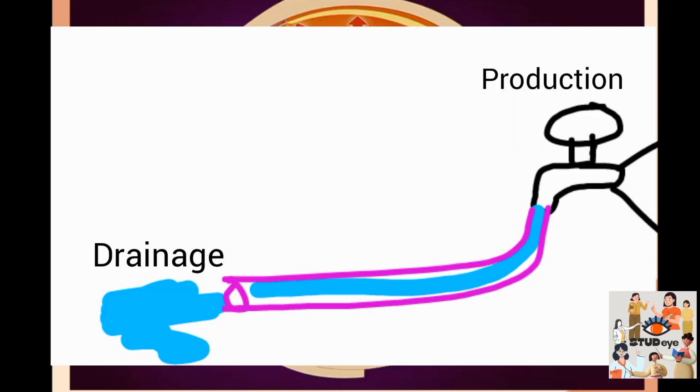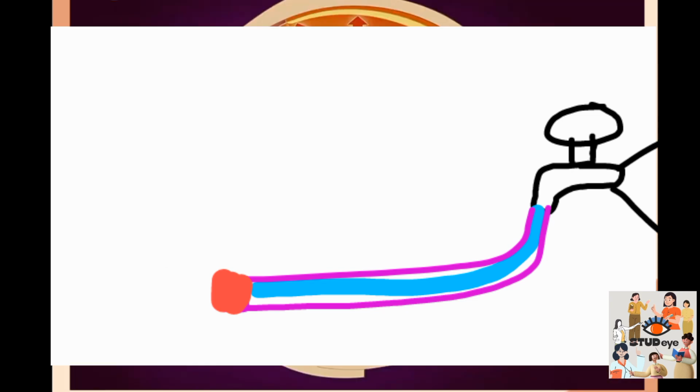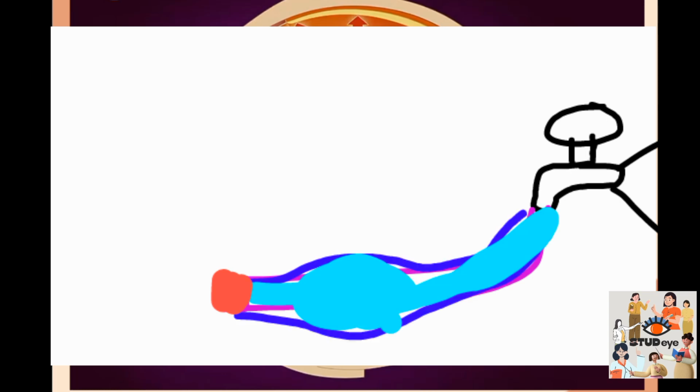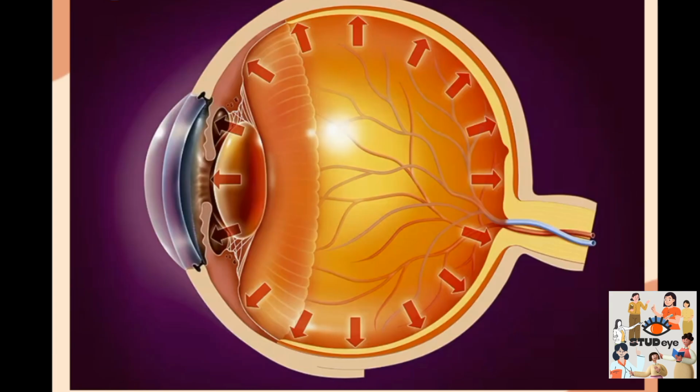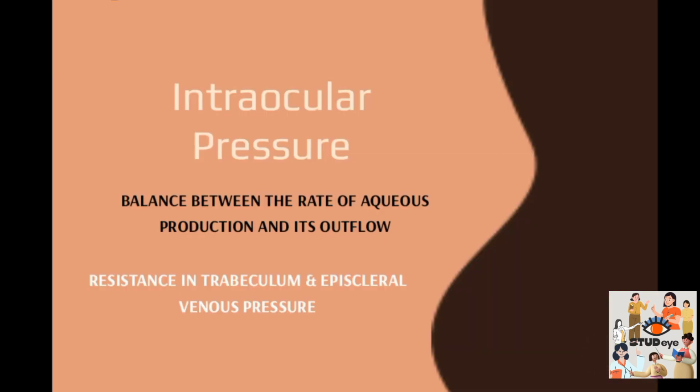If you close the end of the pipe, what will happen? Because of the continuous production of water from the tap, the water pipe will burst, since the water cannot move out of the pipe. The same is the case here. The pressure will become so high that the eye will burst if there is no drainage of the aqueous. Therefore intraocular pressure is actually the balance.